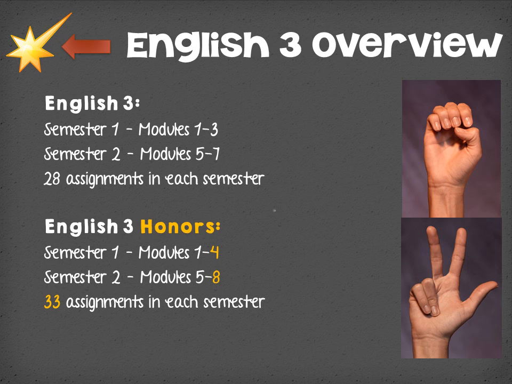Regular students will not complete Modules 4 or 8. There are approximately 28 assignments in each semester. English 3 honors students will complete Modules 1 through 4 in Segment 1 and Modules 5 through 8 in Segment 2. There are 33 assignments in each segment. Please make sure you begin in the correct place. If you only need half of the class, and if it's the second half of the course, begin in Module 5.